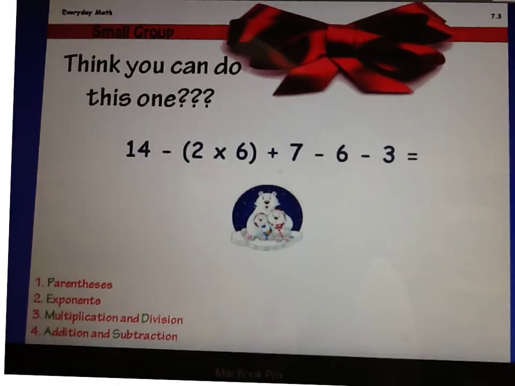All right, here is a challenge for you. Try to see if you can figure this one out on your own. Go ahead and pause the video and work out this problem.